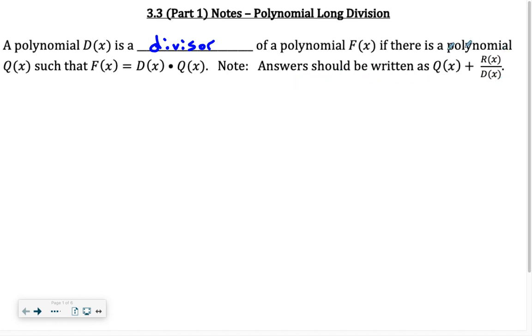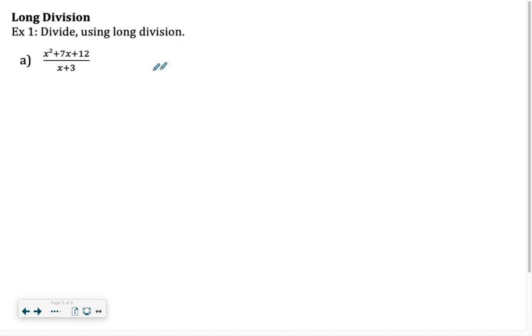But we're always going to write our answers as whatever we get as the quotient plus the remainder divided by the divisor. So let's jump in and see what that actually means. So if I want to divide x squared plus 7x plus 12 by x plus 3, I'm going to set up a long division problem like this. I'm going to put the divisor on the outside and the dividend on the inside.